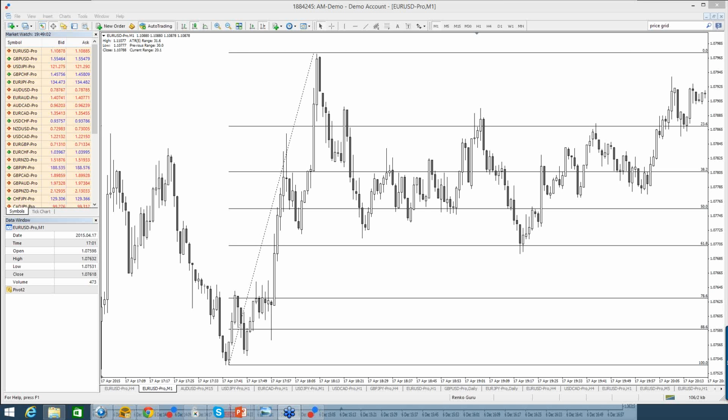Guys, please confirm that you can see my screen. Just say yes if you can see the screen. Okay. So you can see the screen, great.